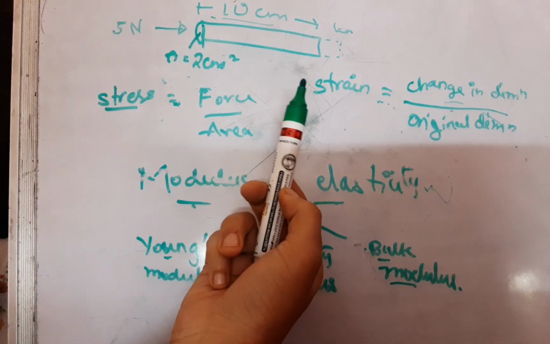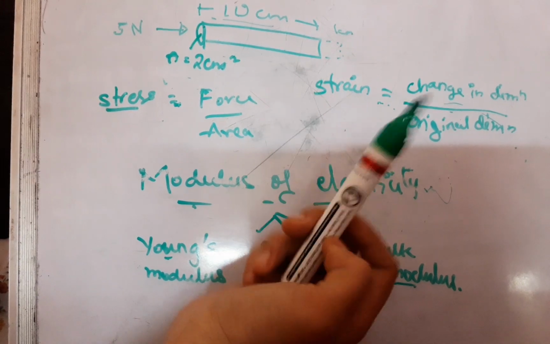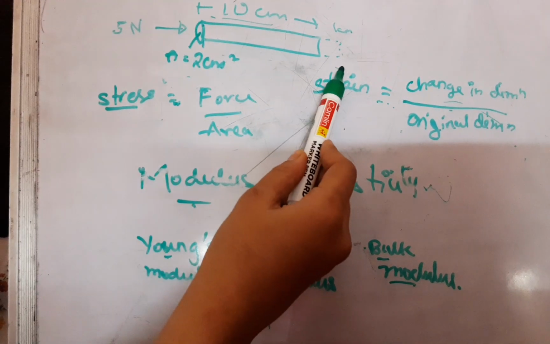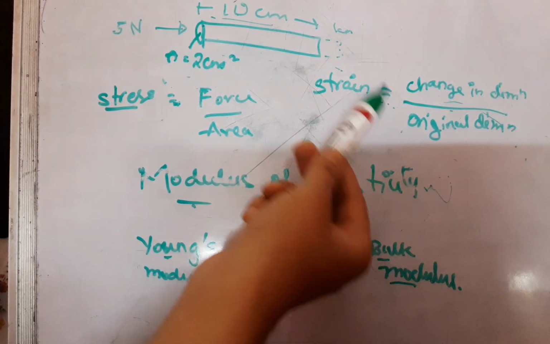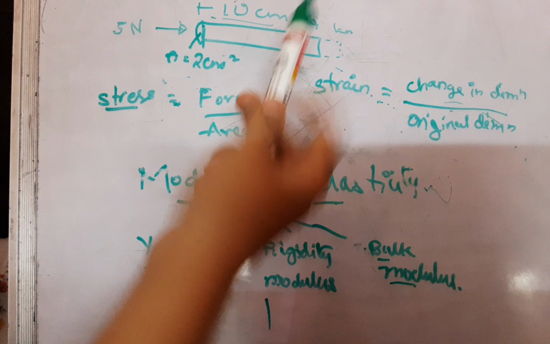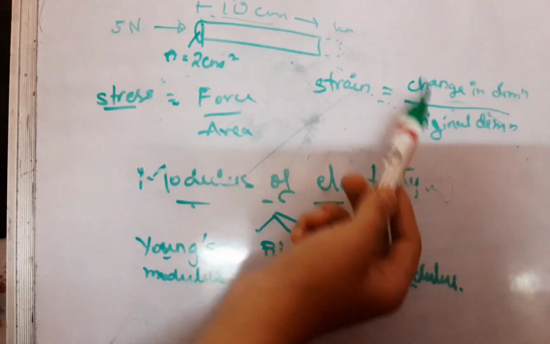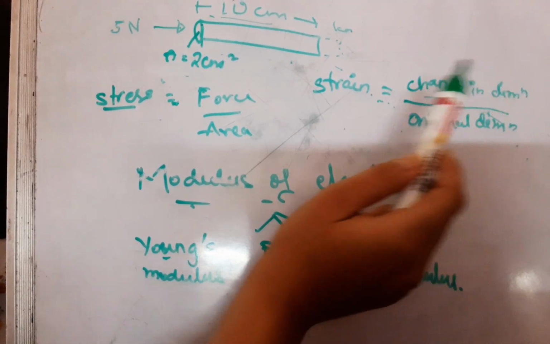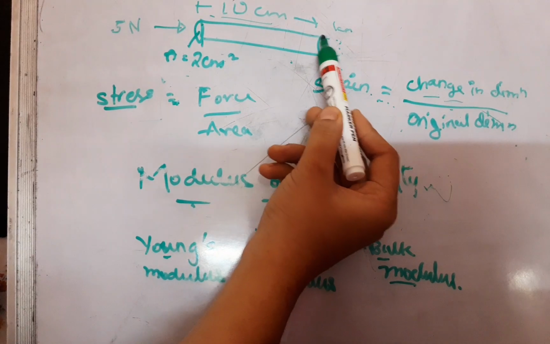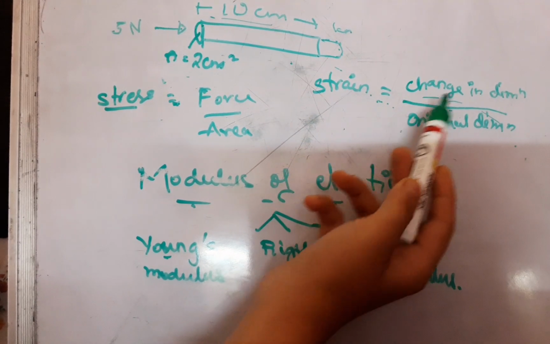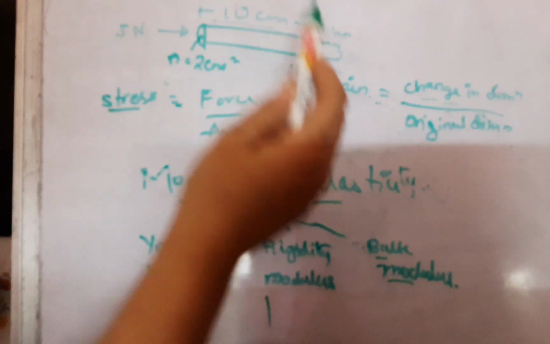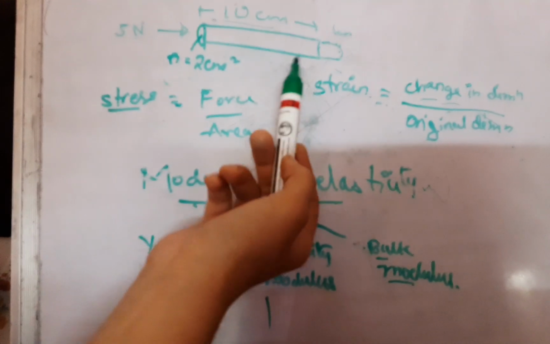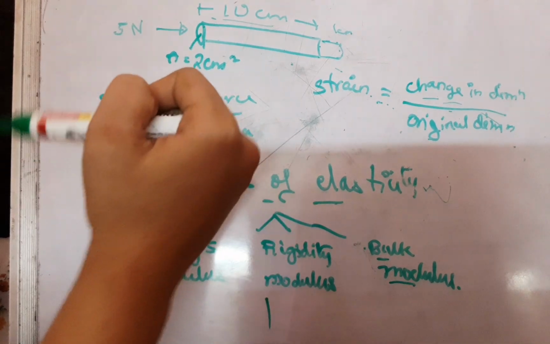And what will be strain? Strain is change in dimension. Means what was the new length? 11 centimeters. What was the original length? 10 centimeters. So change in length will be 11 minus 10. That is 1 centimeter. So elongation. Instead of change in dimension, I can say elongation. Elongation was by 1 centimeter. So 1 centimeter divided by what was the original dimension? 10 centimeters. So 1 divided by 10. So strain will be 1 divided by 10.